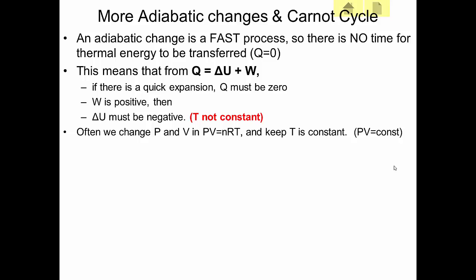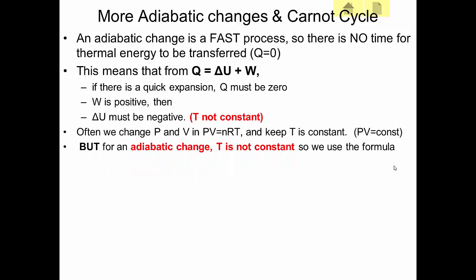Now often we change P and V, and we use them in PV is equal to nRT, and in this case T is constant, so PV is equal to constant. However, in an adiabatic change we can't really use this formula because the temperature is changing, so we have to adapt it slightly. So for an adiabatic change, T is not constant, so we use this formula instead. This is a formula that might be needed, but it only works with an adiabatic change. PV to the 5/3 is constant.